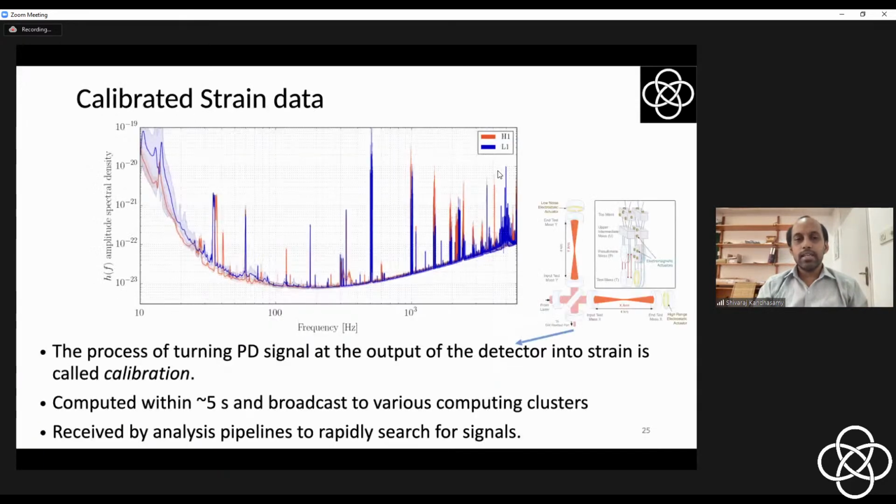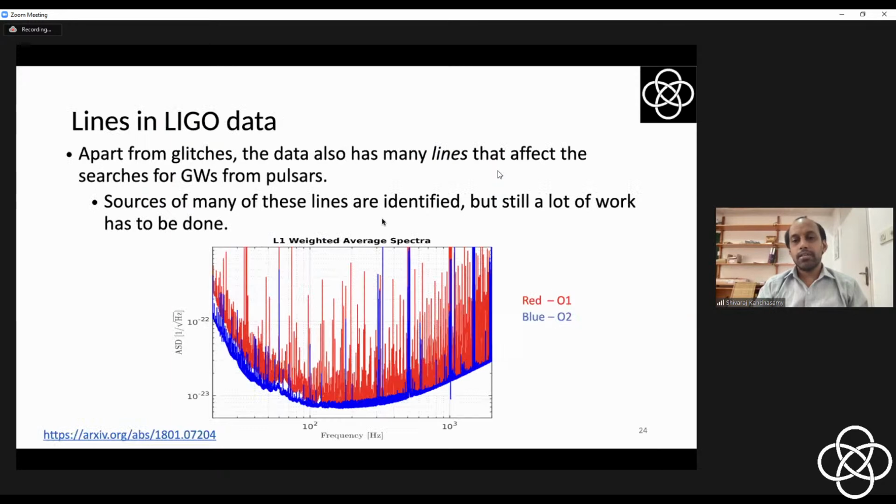So this is basically the end of the detector characterization part. I can take any questions at this point on this topic.